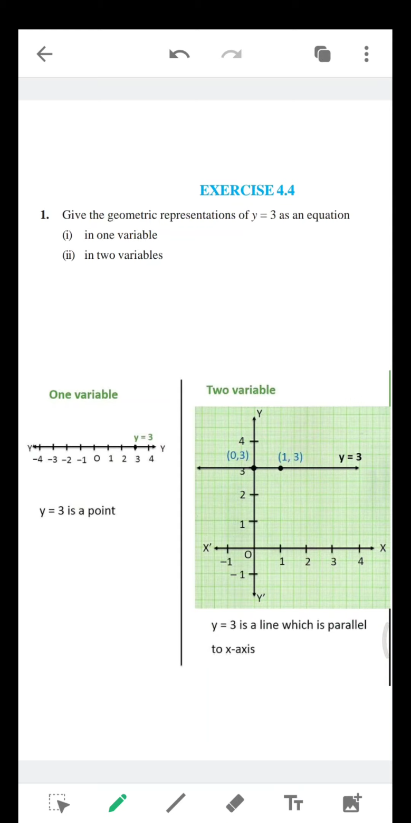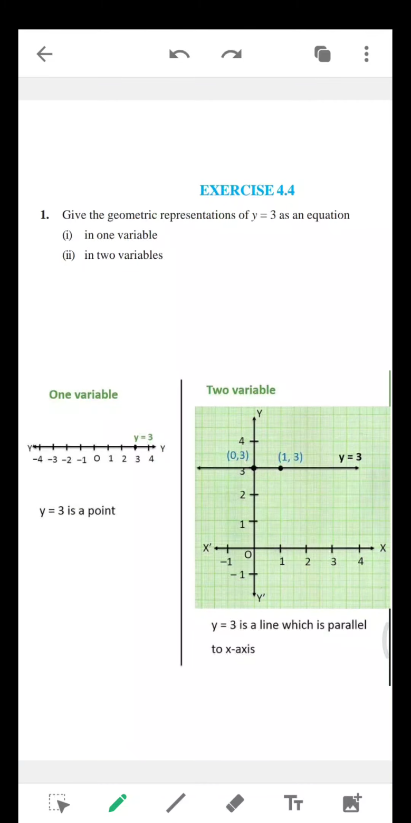Now let's see the question from the exercise. Give the geometric representation of y is equal to 3 as an equation in one variable and two variables. So in one variable, simply you have to draw one horizontal line, like you used to do in your lower classes, and just plot y is equal to 3. You can see this is y is equal to 3 here. We will put a point, and if you want you can put a circle there, like in lower classes you used to plot 3 and circle it. So this is the concept of lower classes. In one variable we plotted in this way.